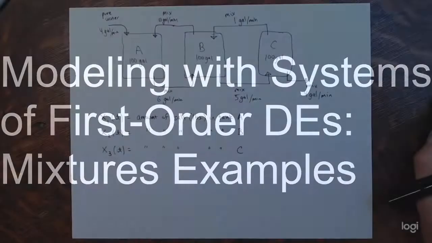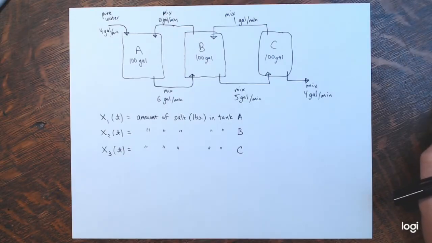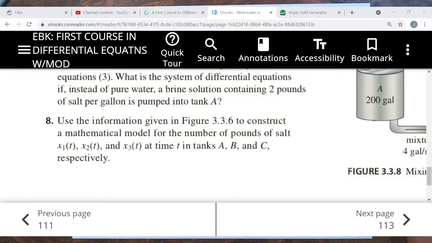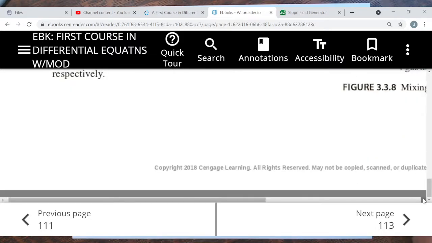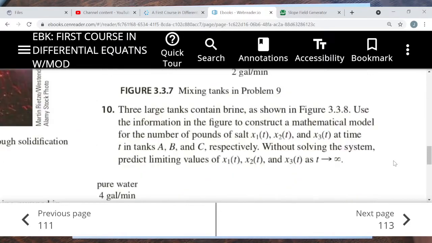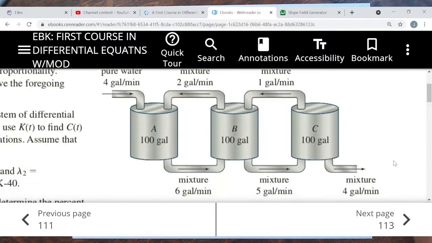So in the textbook I'm looking at the first problem. Well, I've drawn it out here, but let me read off to you what it says. Use the information given in the figure 3.3.6 in this book, that picture I just drew, to construct a mathematical model for the number of pounds of salt x1 of t, x2 of t, and x3 of t at time t in tanks A, B, and C respectively. Now, this is the figure that's being talked about here, way up top, 3.3.6.